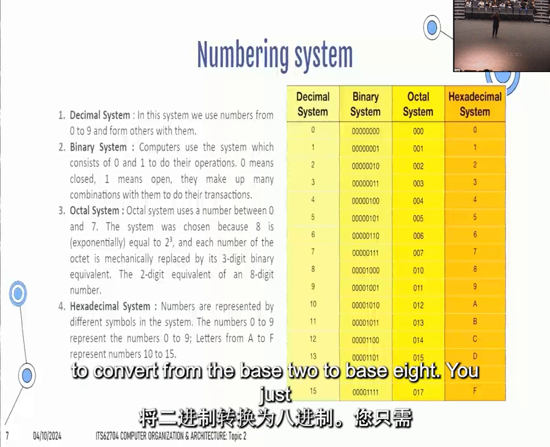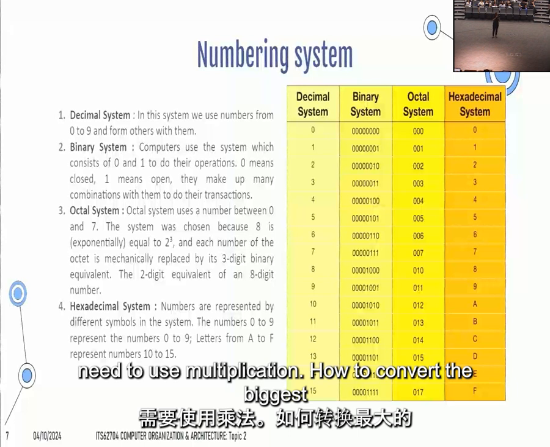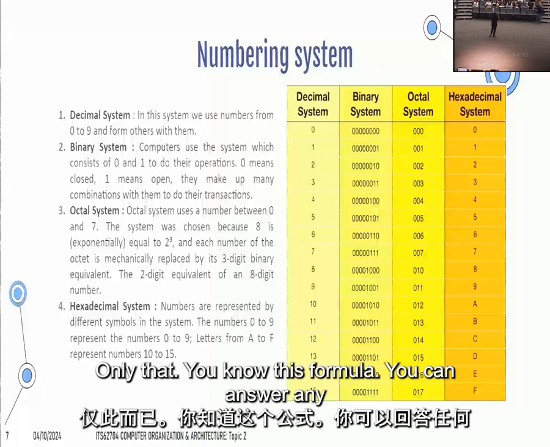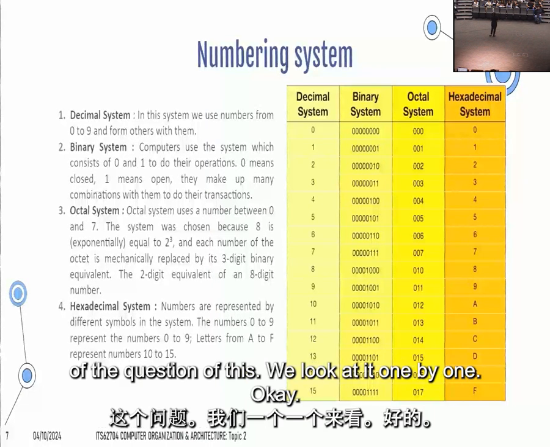How to convert from base 2 to base 8? You just need to use multiplication. How to convert from the bigger base to the smaller base? You're using division. Only that. If you know this formula, you can answer any question of this kind. We look at them one by one, okay?